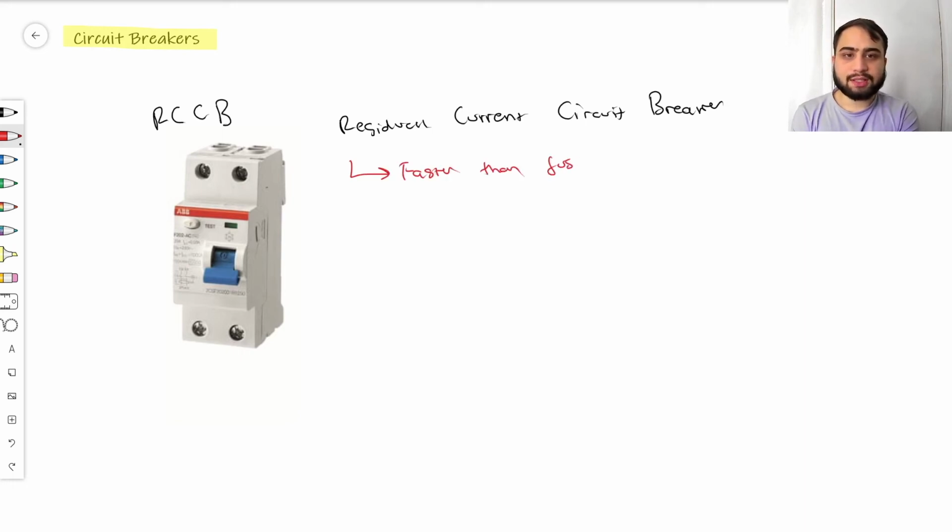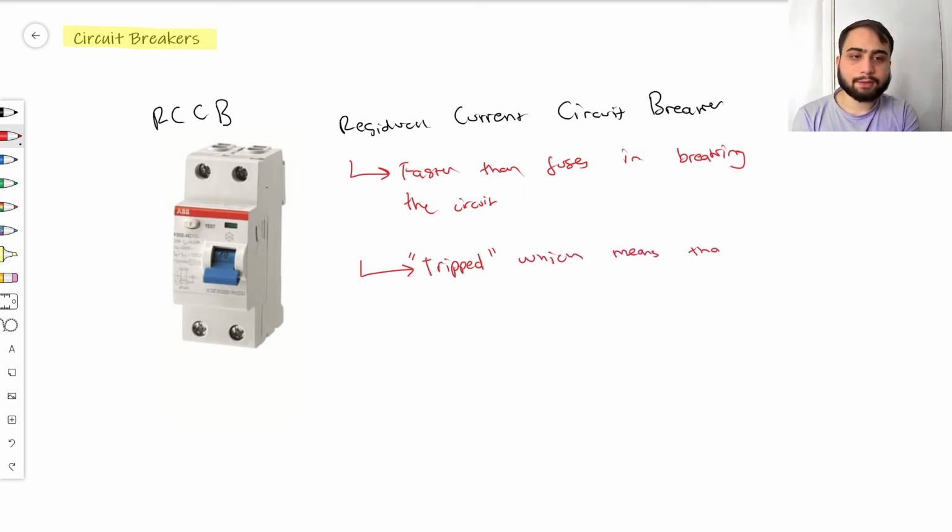than fuses in breaking the circuit, right? Circuit breaker, breaking the circuit. And also that unlike a fuse, which once it melts, that's irreversible, right? You have to throw that fuse away. These are only "tripped", which means that they can be reset.